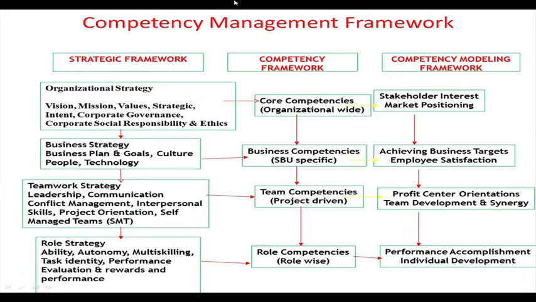So, if you look at this strategic framework, that is very, very important, because part of it leads to identifying the kind of competencies that would be required. For example, if you are able to identify your organizational strategy, the overall strategy of the organization, that leads to identifying what kind of core competencies would be required at the organizational level, right. So, organization wide core competencies come from the vision, mission, values and strategies.